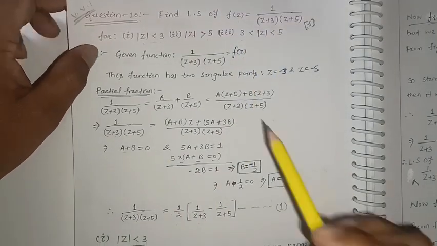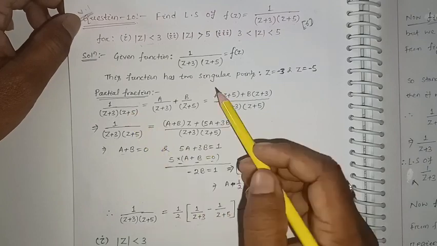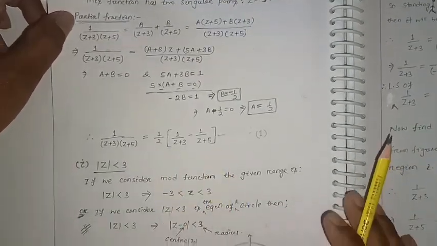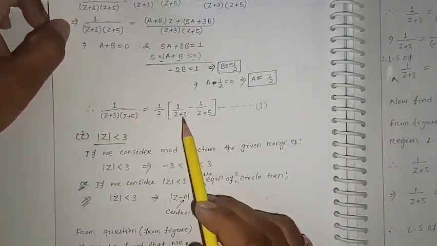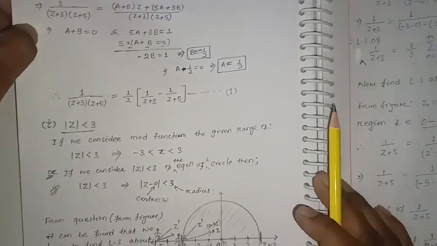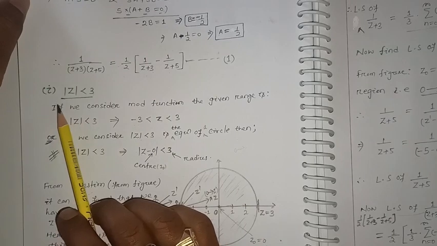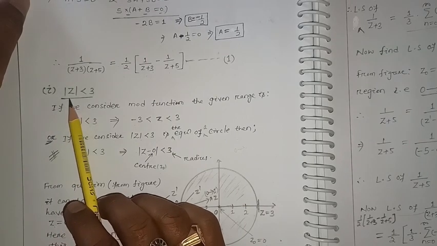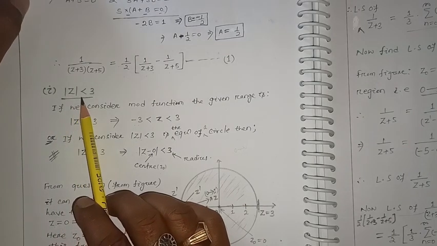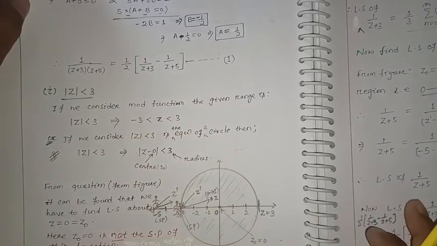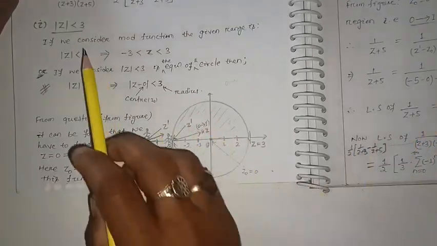So first of all, for this question we considered the partial fraction, and we found this. So the Laurent series of this is nothing but the Laurent series of 1 by z plus 3 and 1 by z plus 5. Separately we have to find the Laurent series and substitute it here. If I consider the first case, mod z less than 3, that means minus 3 to 3. This is the region we have to consider by using the mod function.